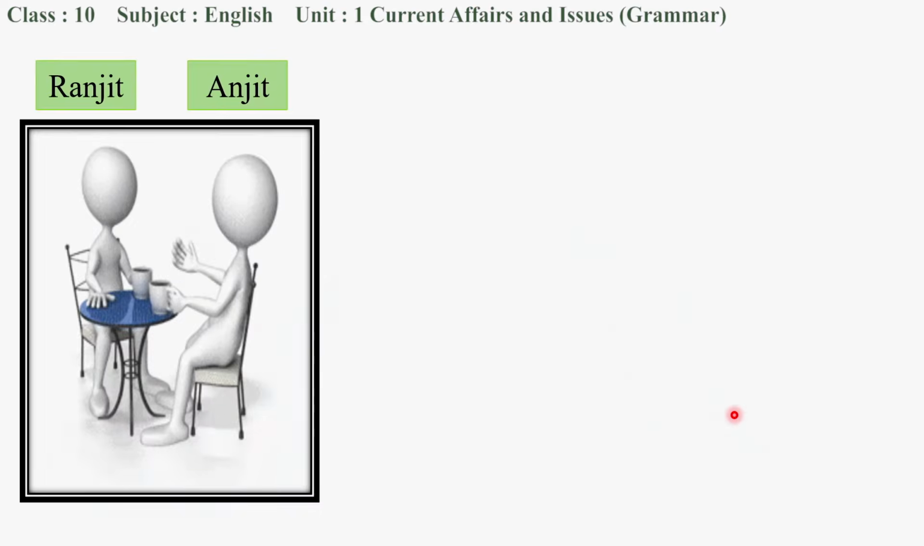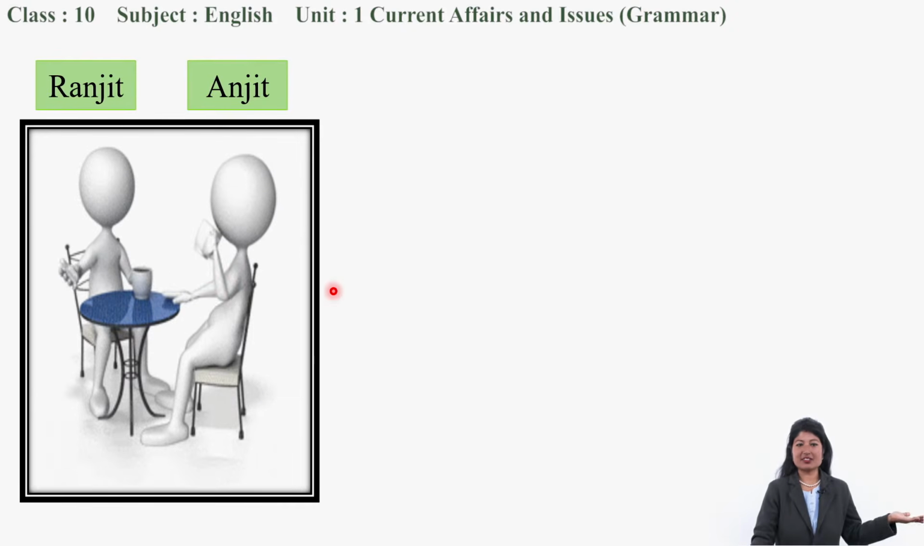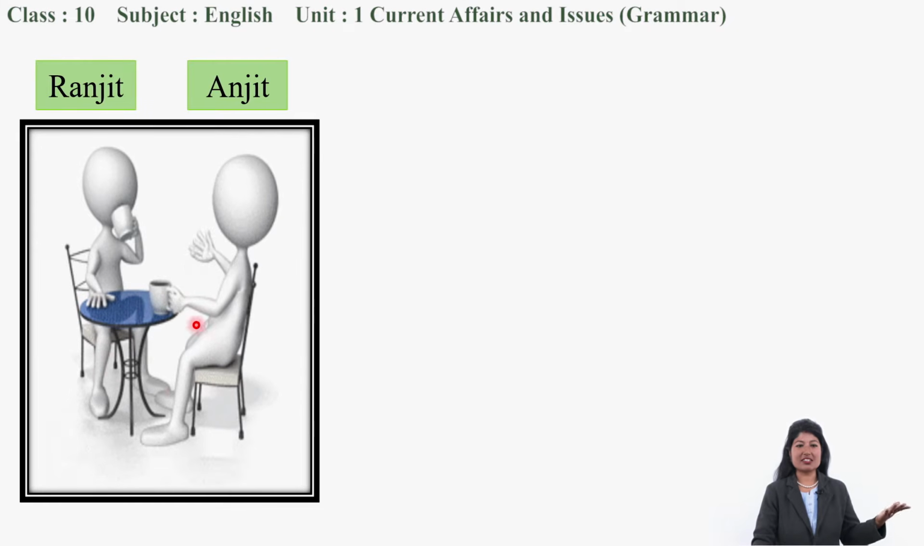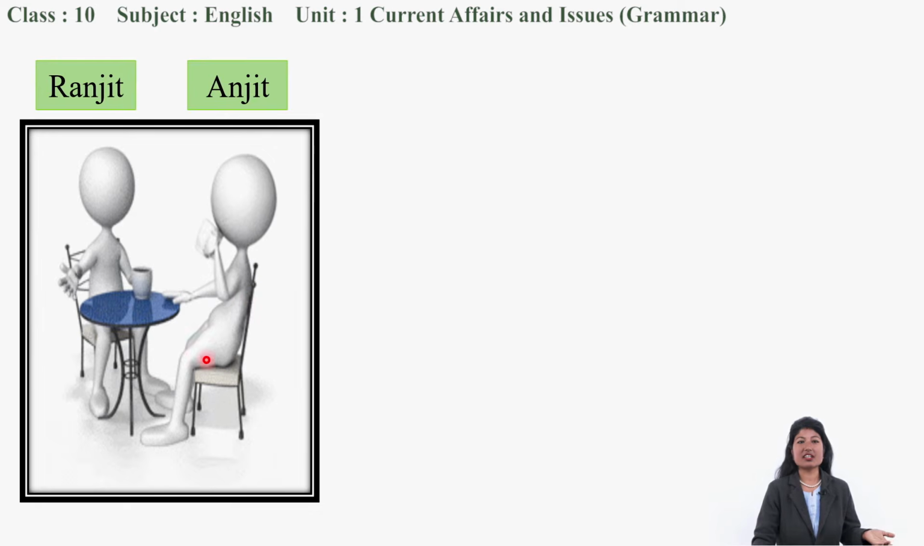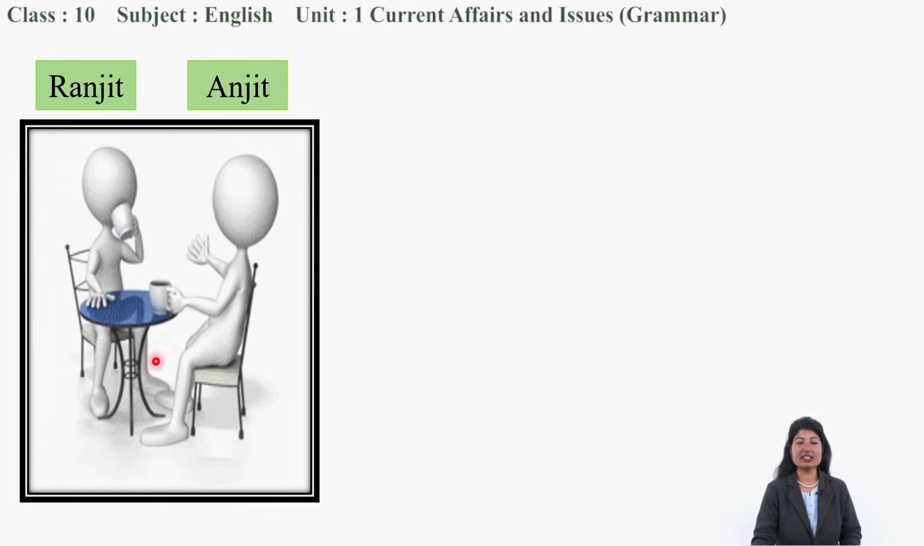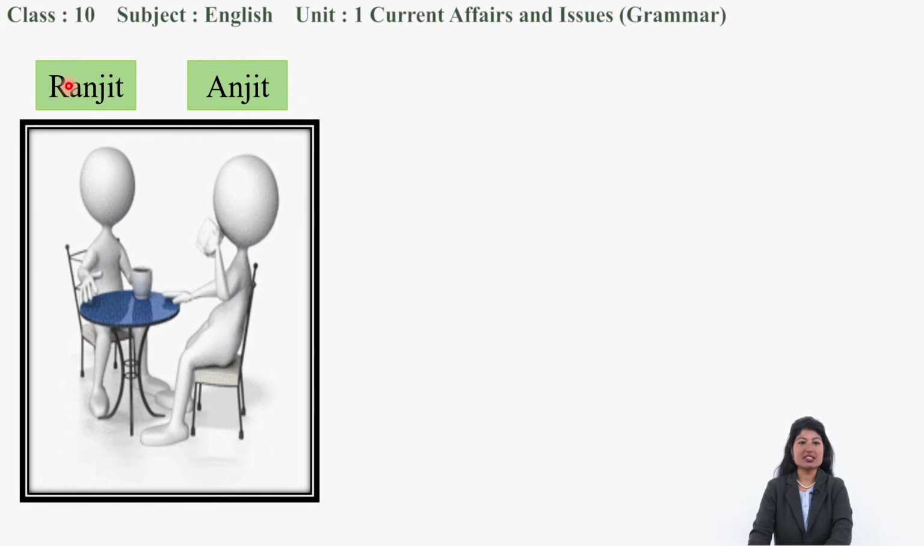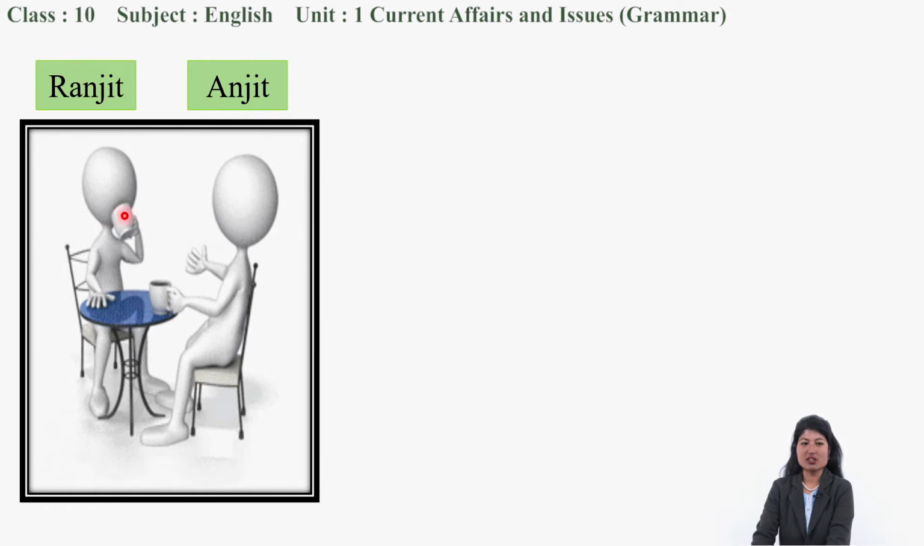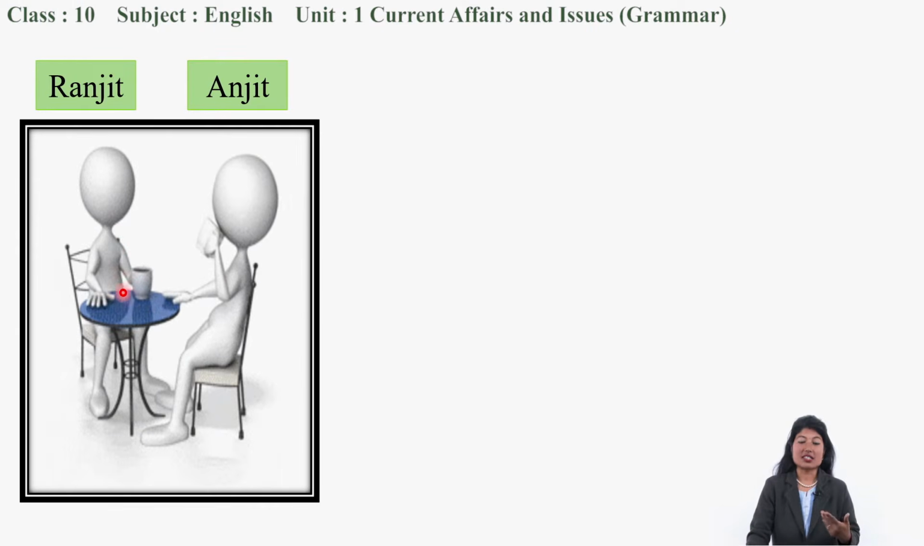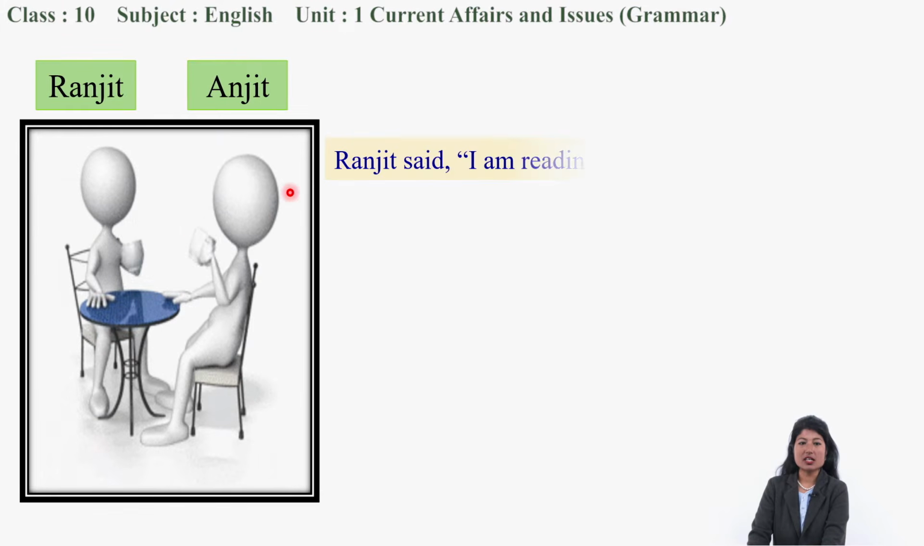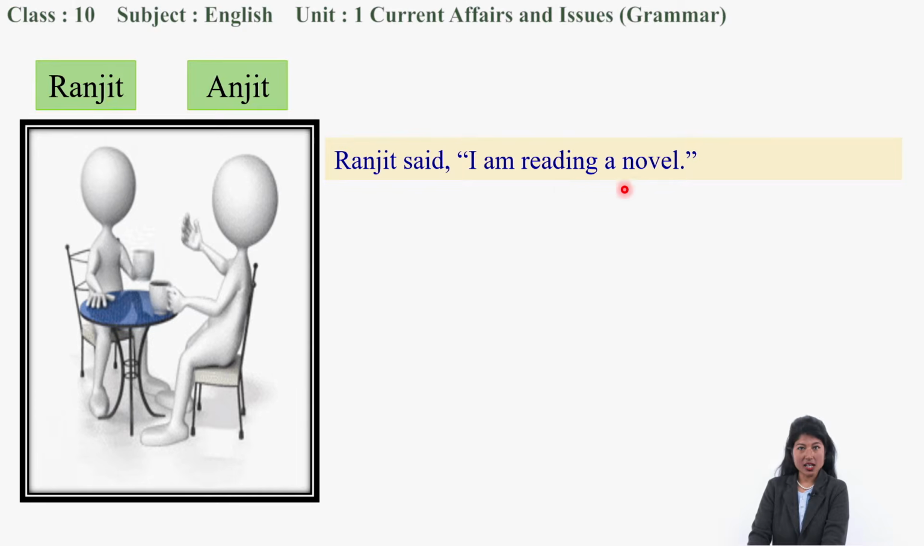Look at this picture. Ranjit and Anjit, two people, are sitting in a cafeteria and having coffee, right? And they are talking. Ranjit expressed some expressions. He said something to Anjit. For example, Ranjit said, "I'm reading a novel."